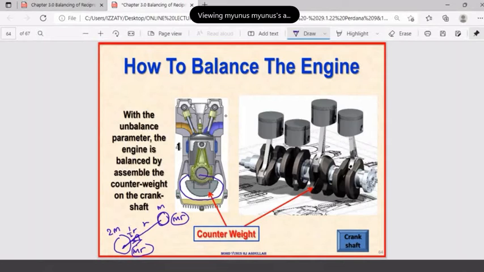If you have so many cylinders, we have a multi cylinder. You will have F equal to F primary plus F secondary. Then you know what the force will be. The other one is M equal to M primary plus M secondary. So this one represents the unbalanced parameter.